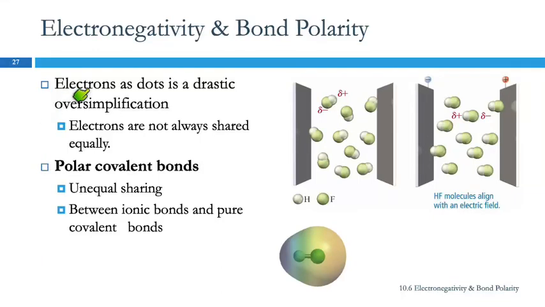Here's an understatement. Electrons as dots is a drastic oversimplification. We just got done talking about all these crazy wave functions and these levels and all this different stuff, and now we're just drawing dots? It is a drastic oversimplification, but it's a heck of a lot easier to think about. One thing we do need to think about, though, is those electrons are not always shared equally.